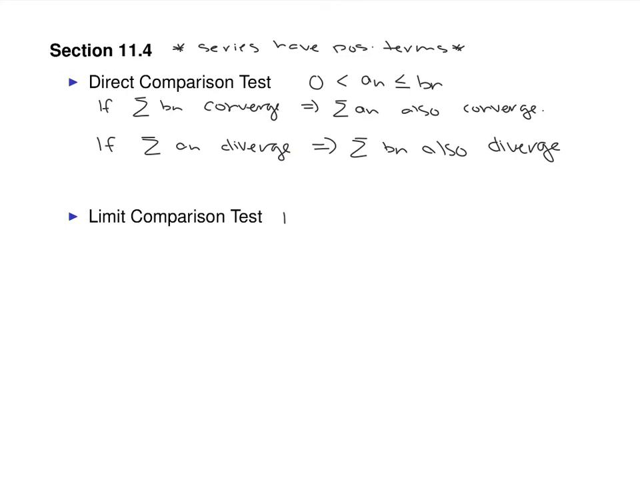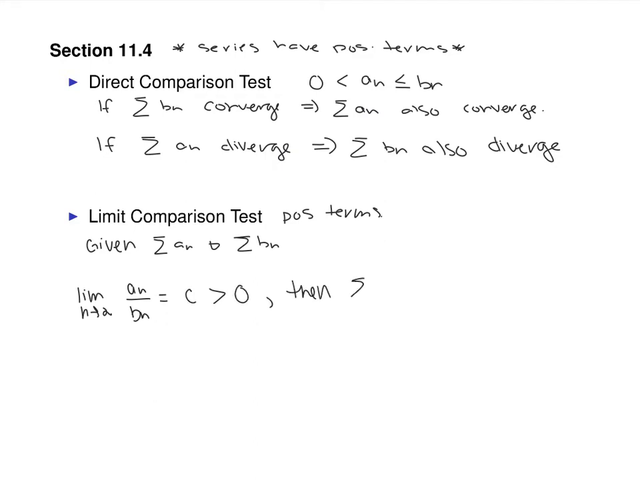The limit comparison test just requires that you have positive terms, and this says that given two series, the sum of a_n and the sum of b_n, if the limit as n goes to infinity of the ratio of these terms is some number c that's bigger than 0, then the sum of a_n and the sum of b_n do the same thing.